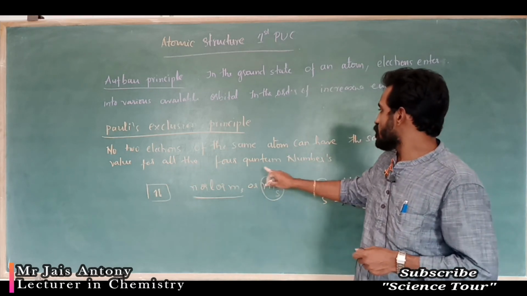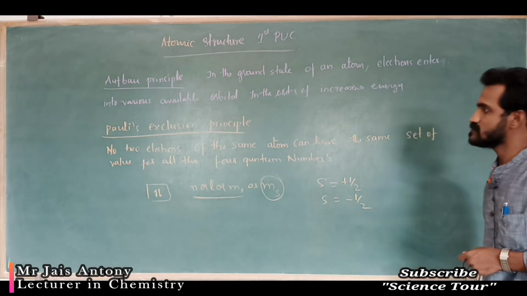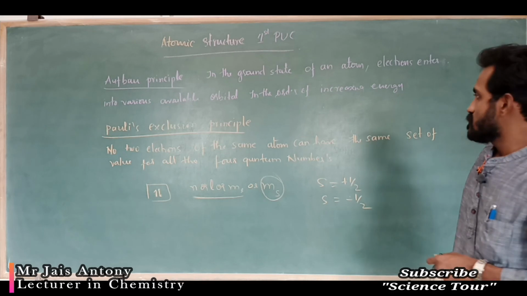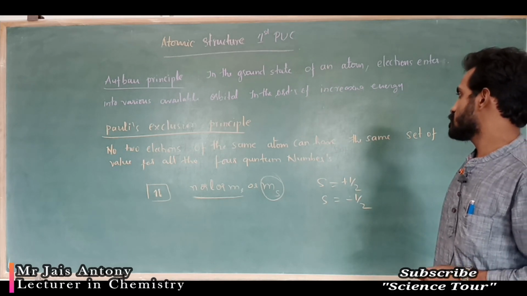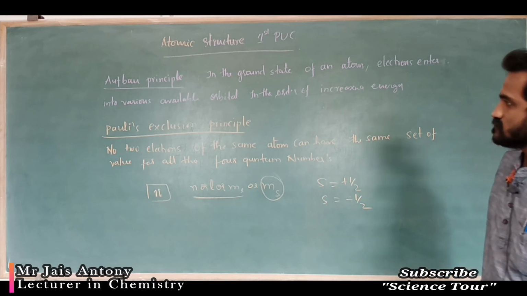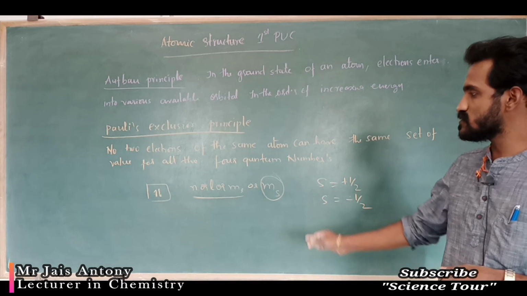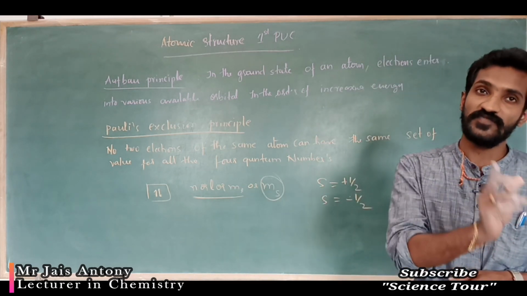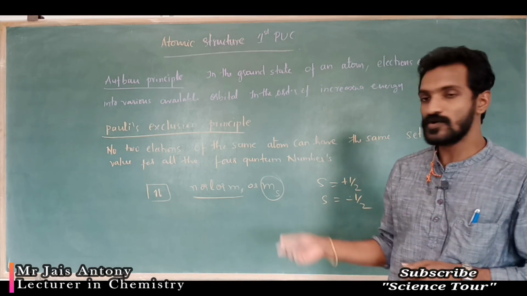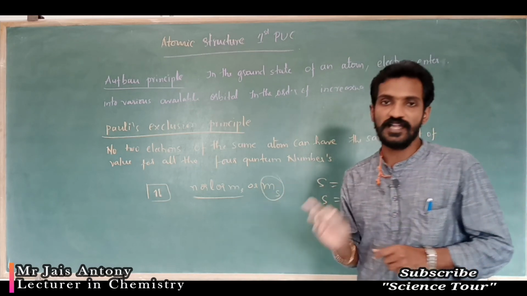The values for all the four quantum numbers are not the same. That means two different electrons show at least one different quantum number value. One different. Three may be the same, or two may be the same, or one. But one different value shows.